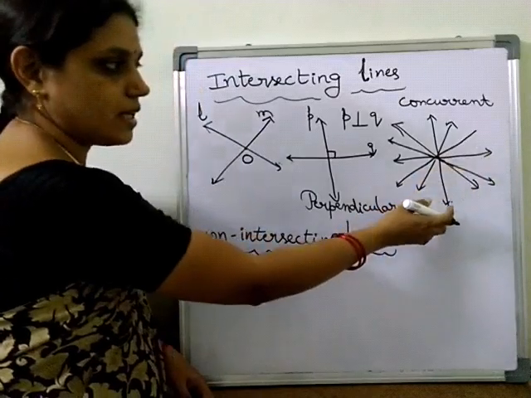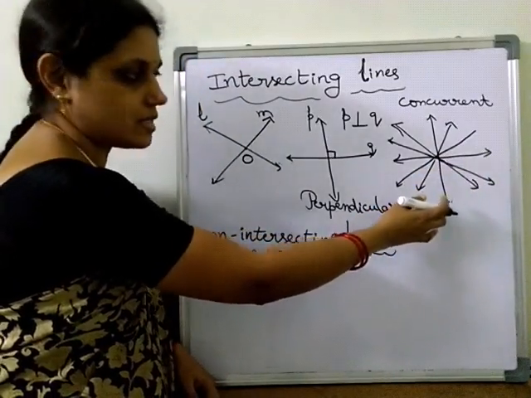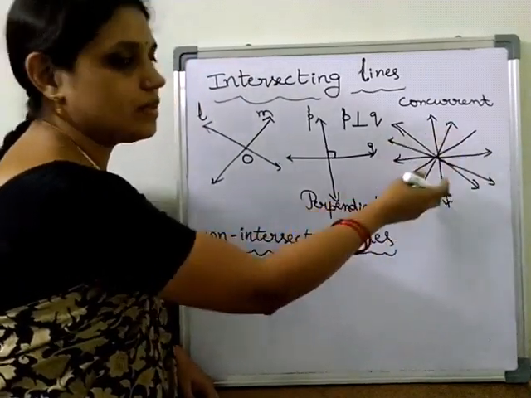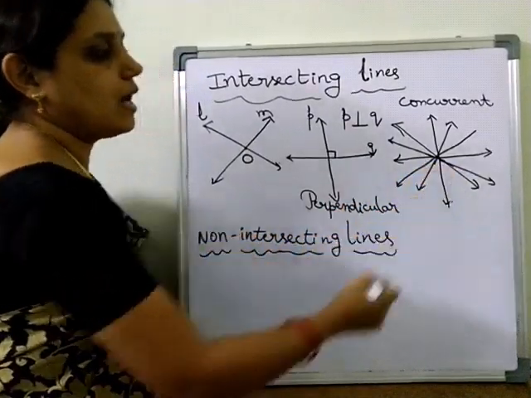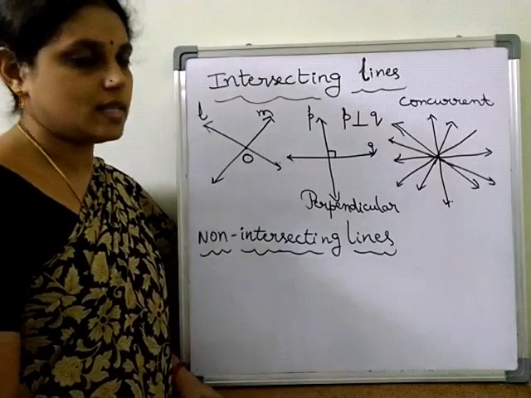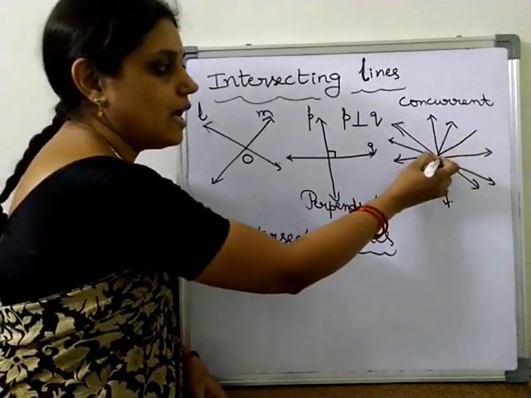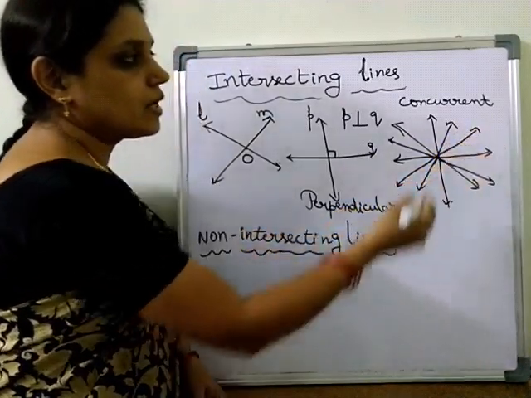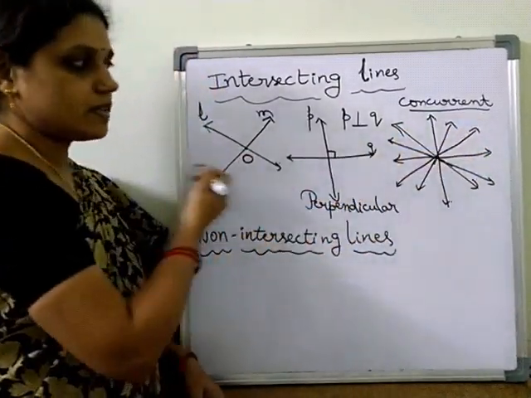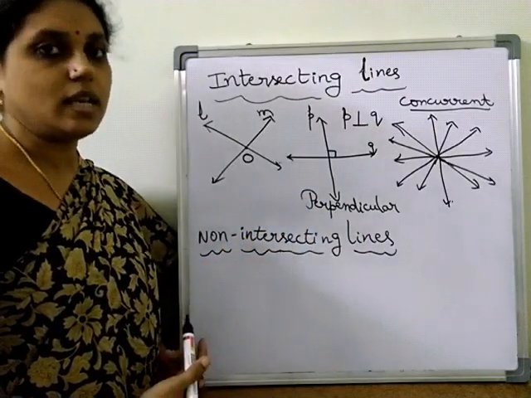These are also intersecting lines only. But here, more than two lines are intersecting at a point. Then these lines are called concurrent lines. Here many lines are intersecting at a single point. So these types of lines are called concurrent lines. These all are actually different types of intersecting lines only.